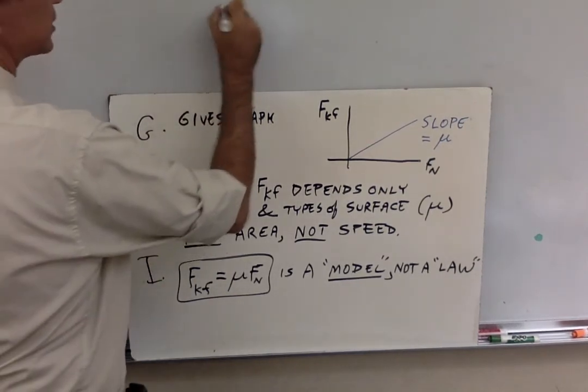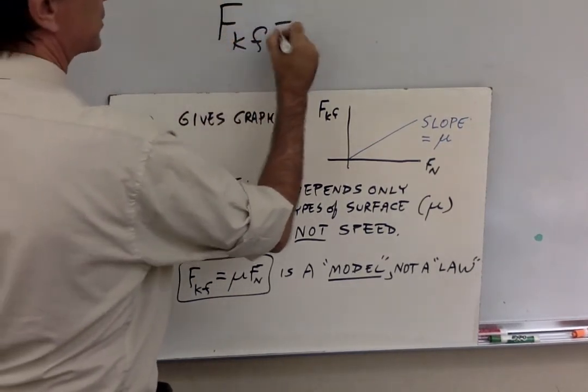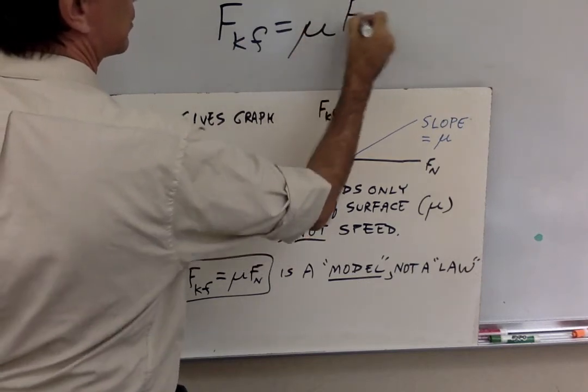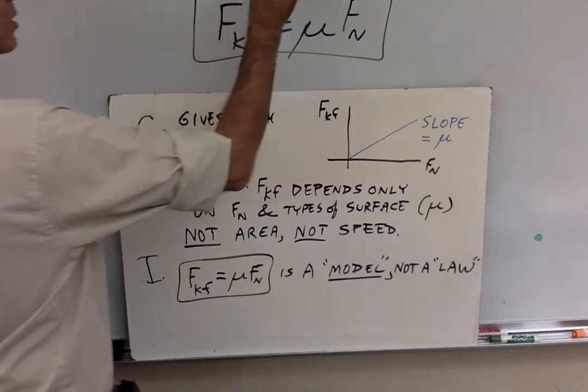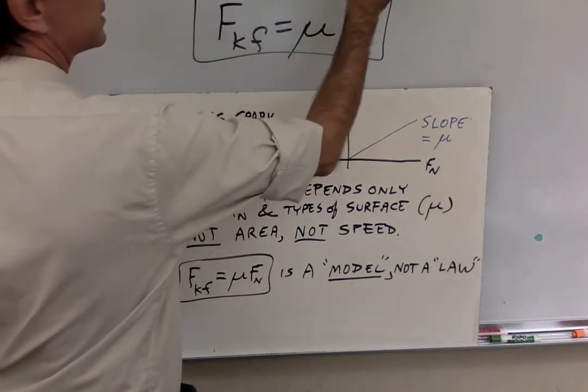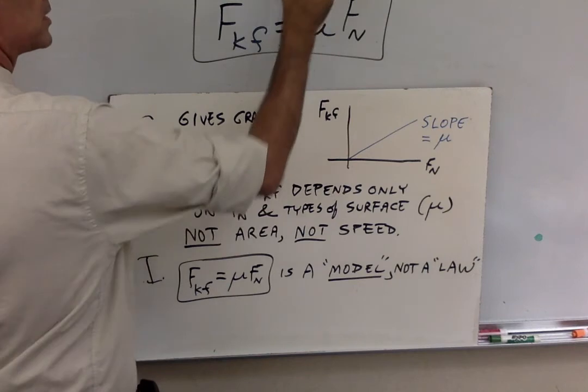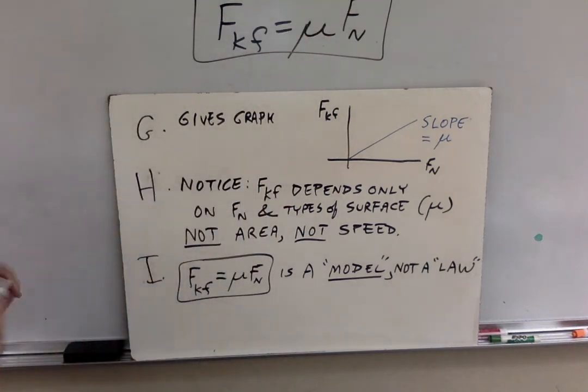So let's write the equation up here for the force of kinetic friction. This is the dependent variable. This is the independent variable. And this, what would that be? What would that tell you mathematically?